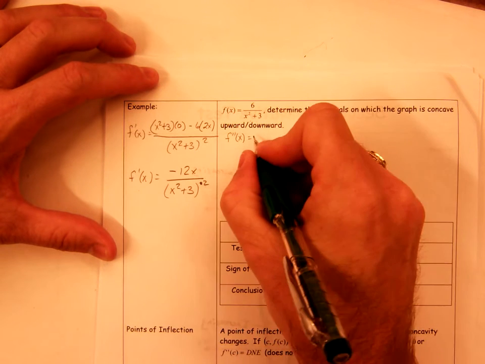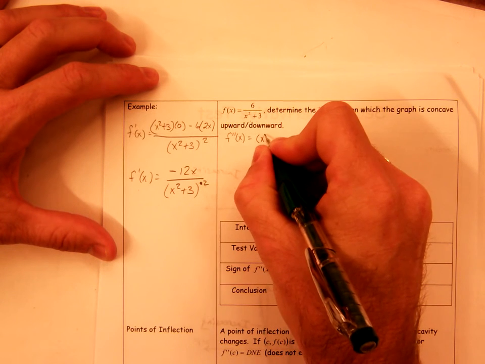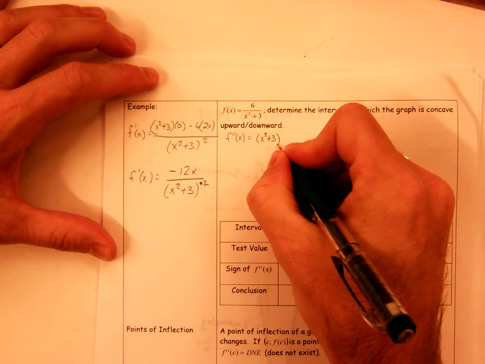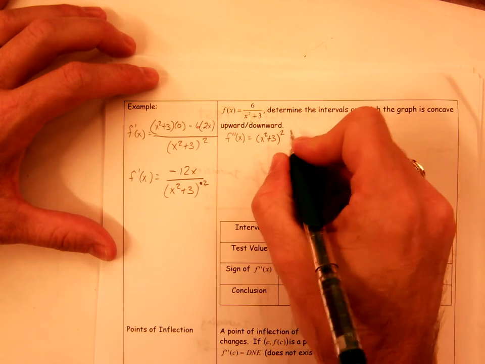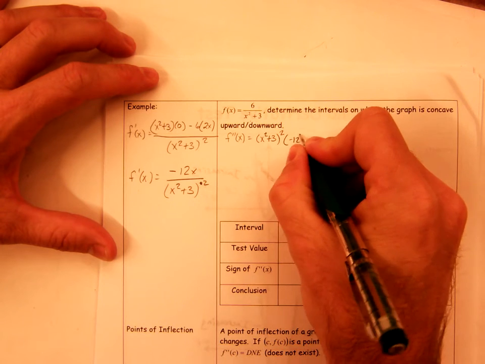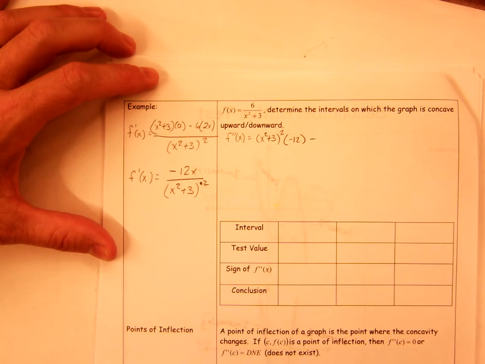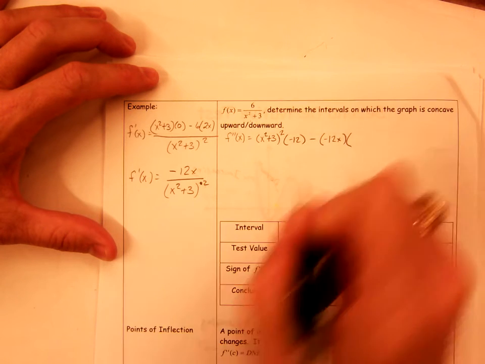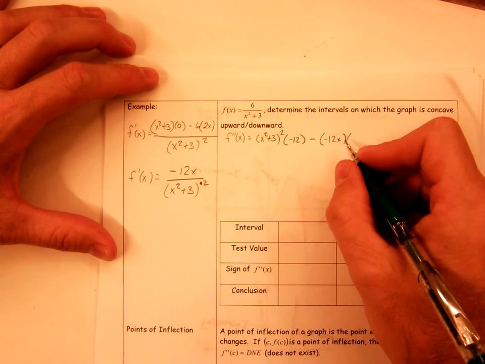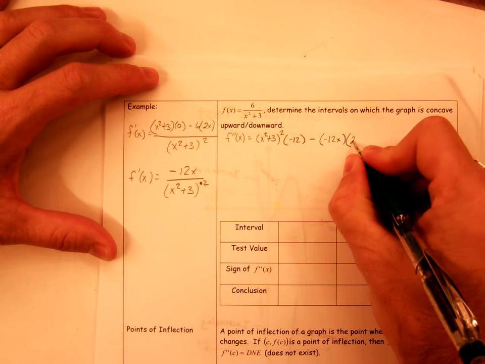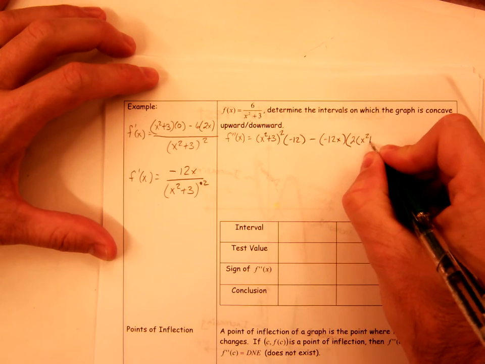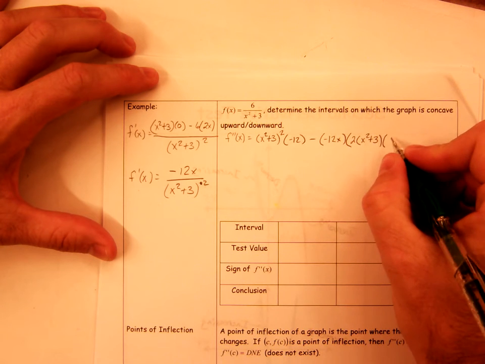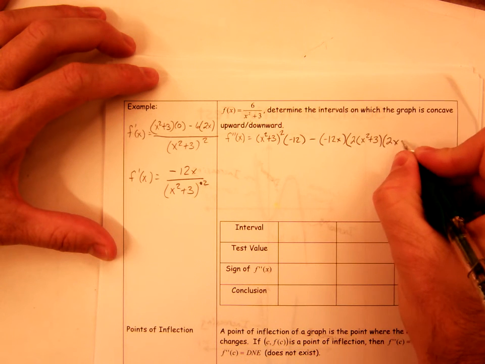Low d high minus high, which is negative 12x, d low, and this is where you're saying chain rule. So this is going to be 2 times x squared plus 3 to the 1 times the derivative inside, which is 2x.